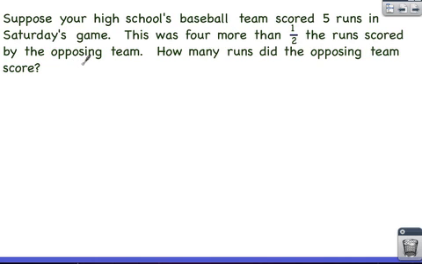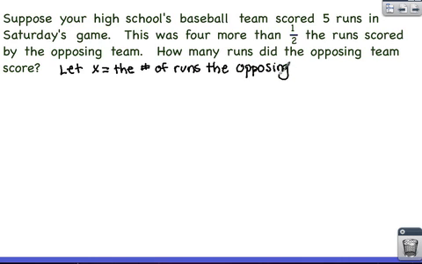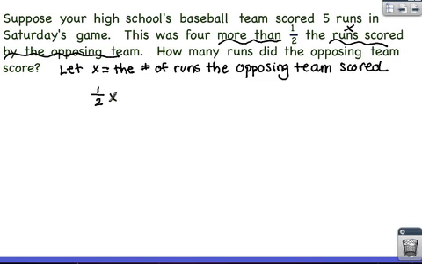Well, we don't know how many runs the opposing team scored, so that's going to be our x. The number of runs the opposing team scored. Five is 4 more than half the runs scored by the opposing team, which we said was x. So 4 more than half of x is 1/2 x plus 4, and that is 5.